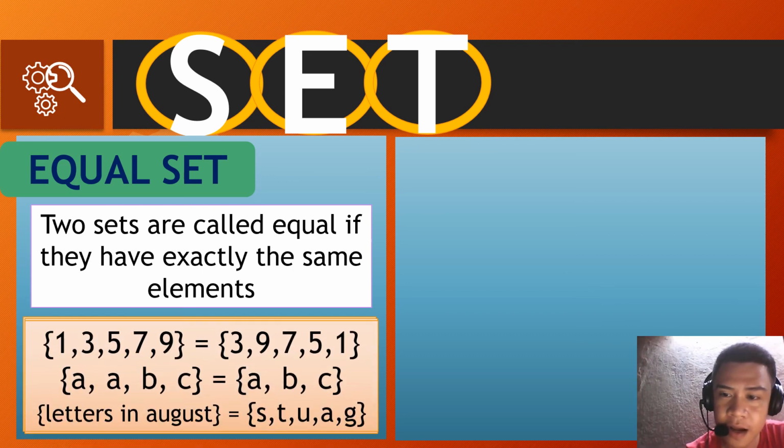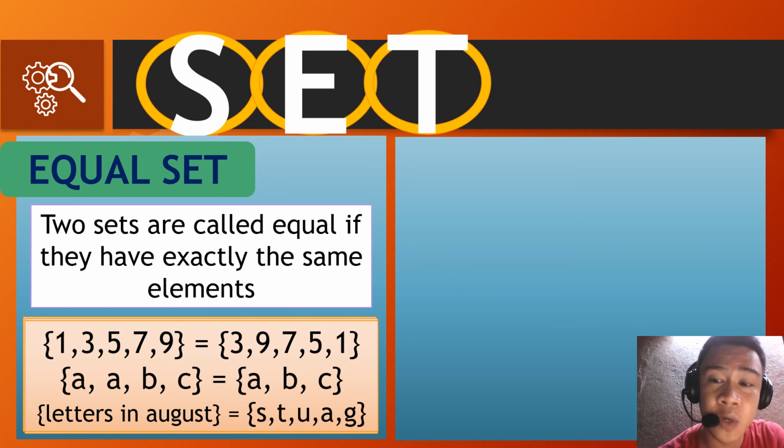So these are other examples of equal sets. 1, 3, 5, 7, 9 is equal to 3, 9, 7, 5, 1. ABC is equal to ABC. So, eto. Bakit magkatulad sa ABC and ABC? Sabi dito, two sets are called equal if they have exactly the same elements. ABC have 4 letters, while ABC have 3 letters. Hindi naman sinabi sa equal sets na kailangang the same yung bilang ng elements. Yung sinasabi sa equal set, the same yung mga elements.